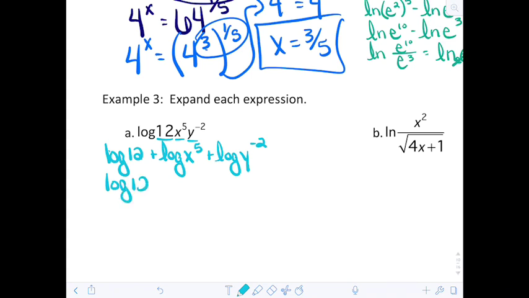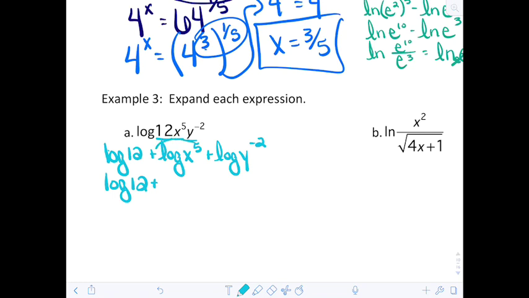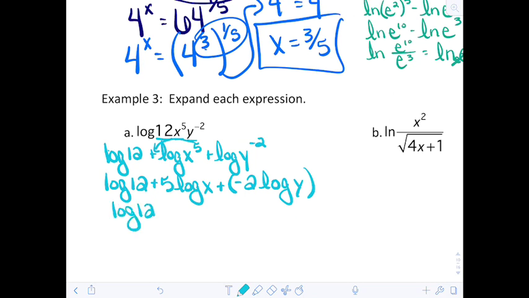The log of 12 does not simplify, plus, now I'm going to bring that 5 down, 5 times the log of x, plus a negative 2 log of y, which as we clean that up, that's going to be the log of 12 plus 5 log x minus 2 times the log of y.